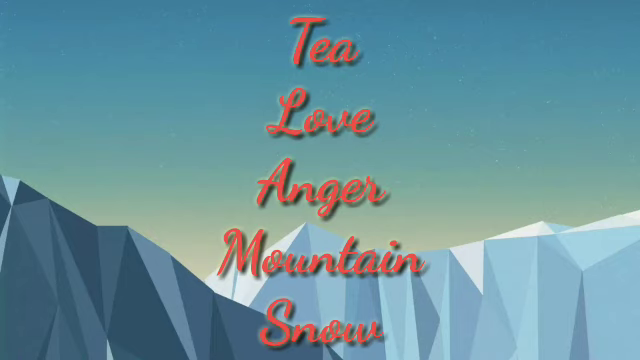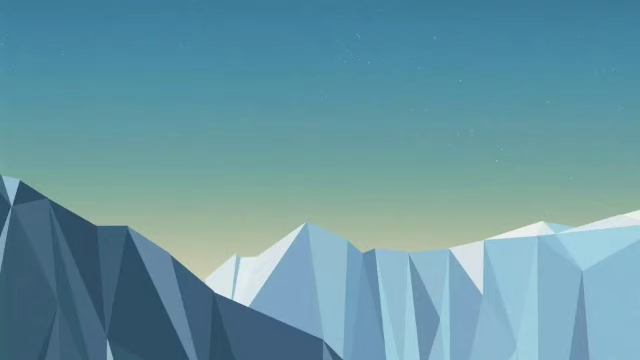Tea, tea is uncountable. We have to count the container. 1 cup of tea, many cups of tea. Love, it's again uncountable. It's an emotion. Anchor, again uncountable. Mountain, yes, we can count mountain. Snow, we cannot count snow. It's uncountable. So that was all about countable and uncountable nouns.